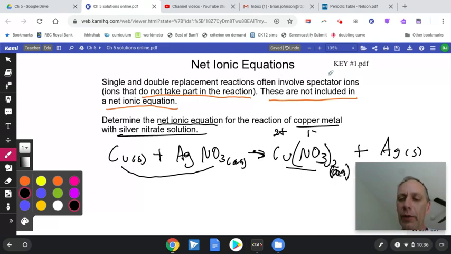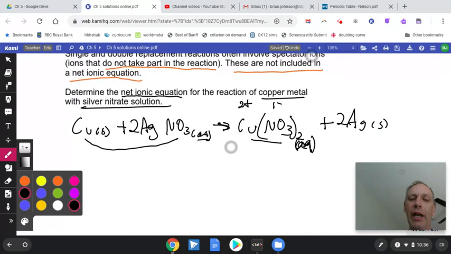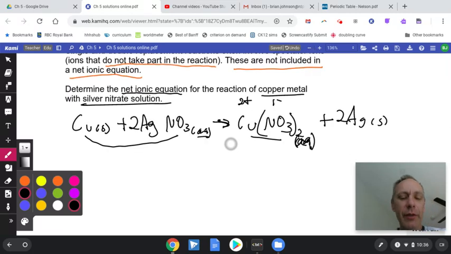Aqueous. Yuck, what a mess. Okay, so I've got all my states. Is it balanced? No. 2 nitrates, 2 nitrates, 2 silver, 2 silver. Okay, there's my balanced chemical equation. Everything's good, states are good.